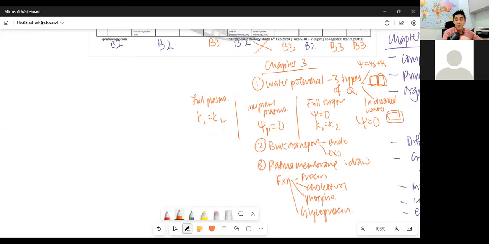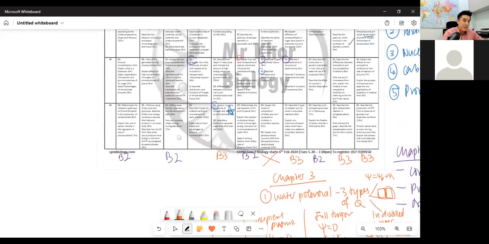Okay, cell recognition. Guys, so this is for chapter 3. Because, like I said, they already asked most of the things that they have wanted, so a bit lesser. Yeah. So this last 2 years, they didn't ask.